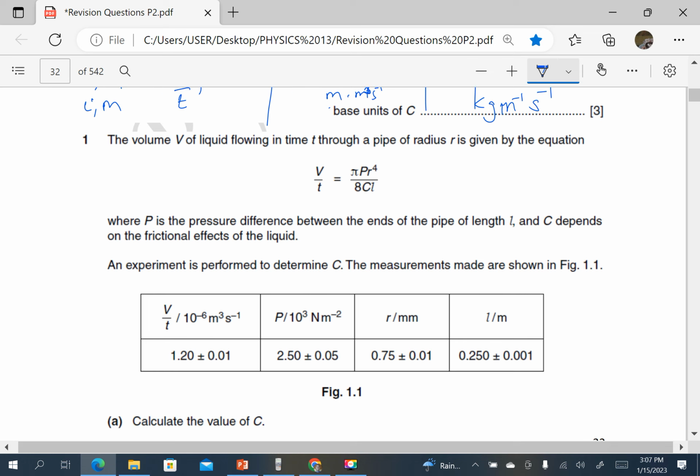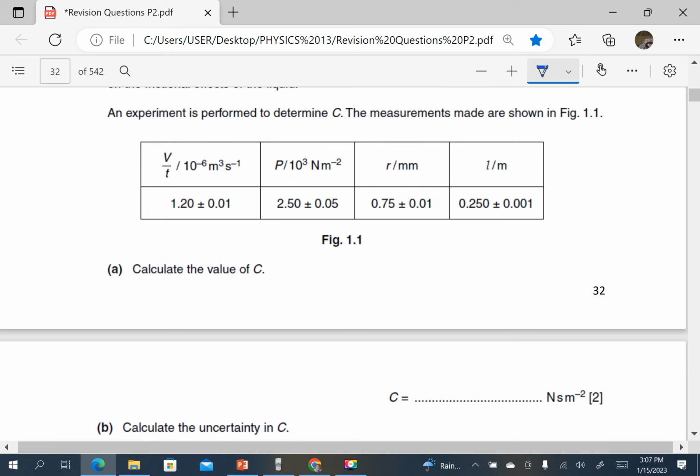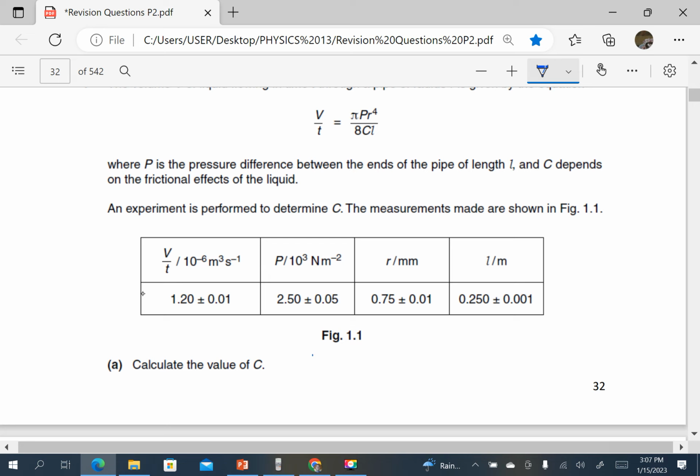The volume V of a liquid flowing in time t through a pipe of radius r is given by that equation. P is the pressure difference between the ends of the pipe of length L, and C depends on the frictional effects. So they have given us V over T, they have given us P, they have given us R and L. Calculate this value of C. So let's find C. We make C the subject. We have already made C the subject. So C is going to be equal to pi times P R power 4 divided by 8L V over T.